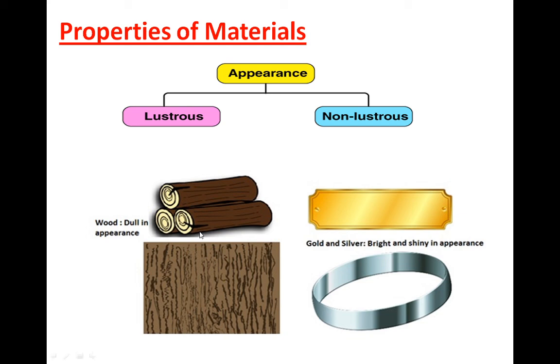And opposite to that, wood is there, which is very dull in appearance. So we can classify the materials on the basis of luster: metals are lustrous things and wooden things are non-lustrous things. Understood?